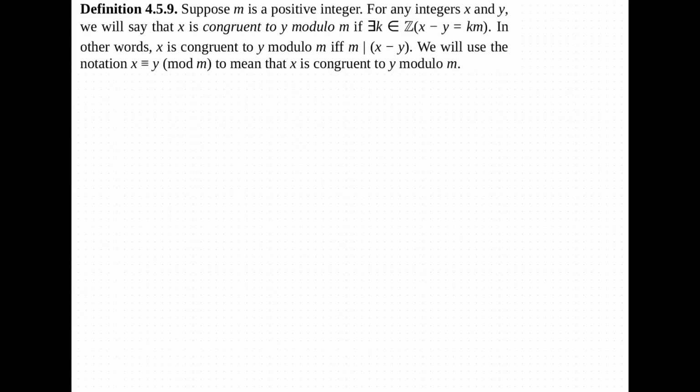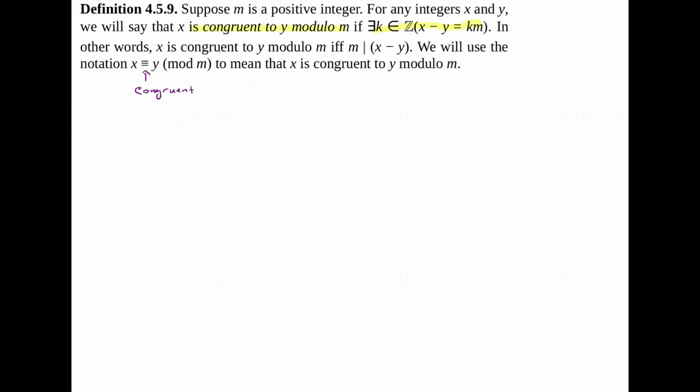So next we are going to fix a positive integer m, and we are going to say that two integers x and y are congruent modulo m if there is some k such that x minus y is equal to k times m. In other words, m is a factor of x minus y, or said differently, m divides x minus y. We will use the notation x and then this symbol here, which we read as congruent.